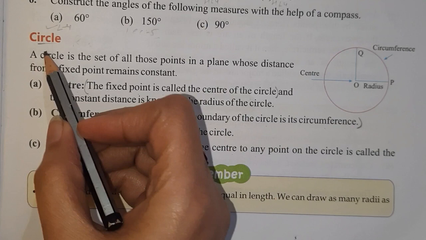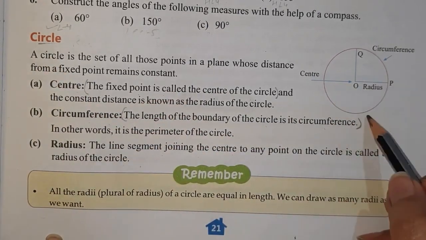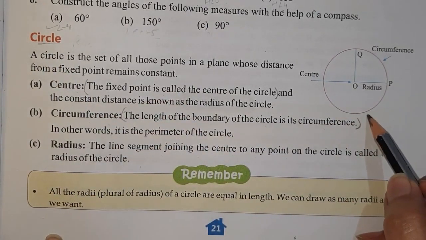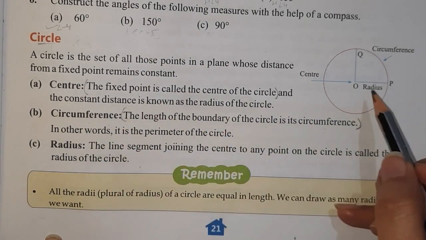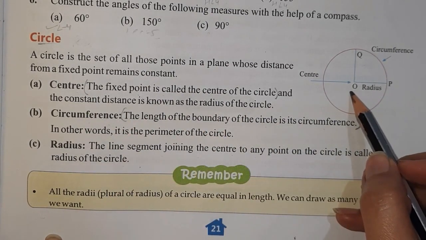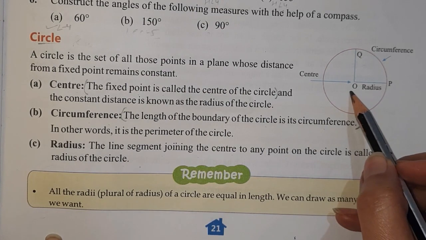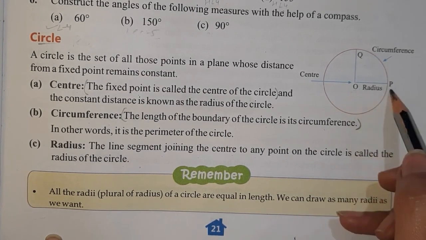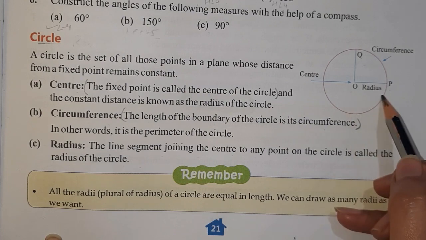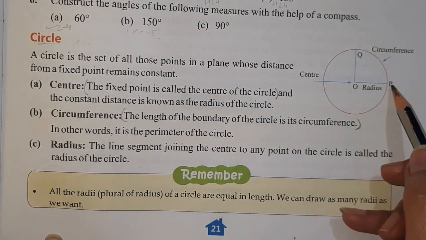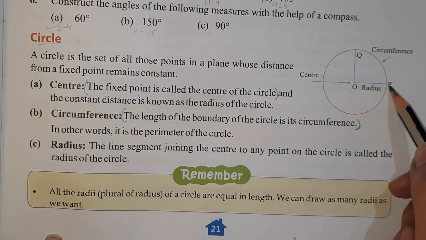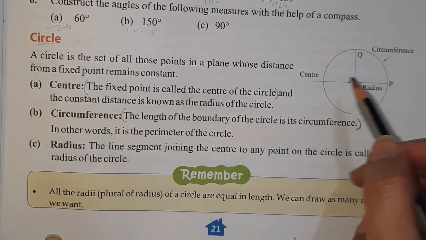Now let's study about circle. You know, circle, how to draw, we have done in previous lectures also. I will tell today also. First of all, see what is this? Center. The fixed point is called the center of the circle. OP, this is known as radius. The line segment joining the center to any point on the circle is called the radius of the circle.